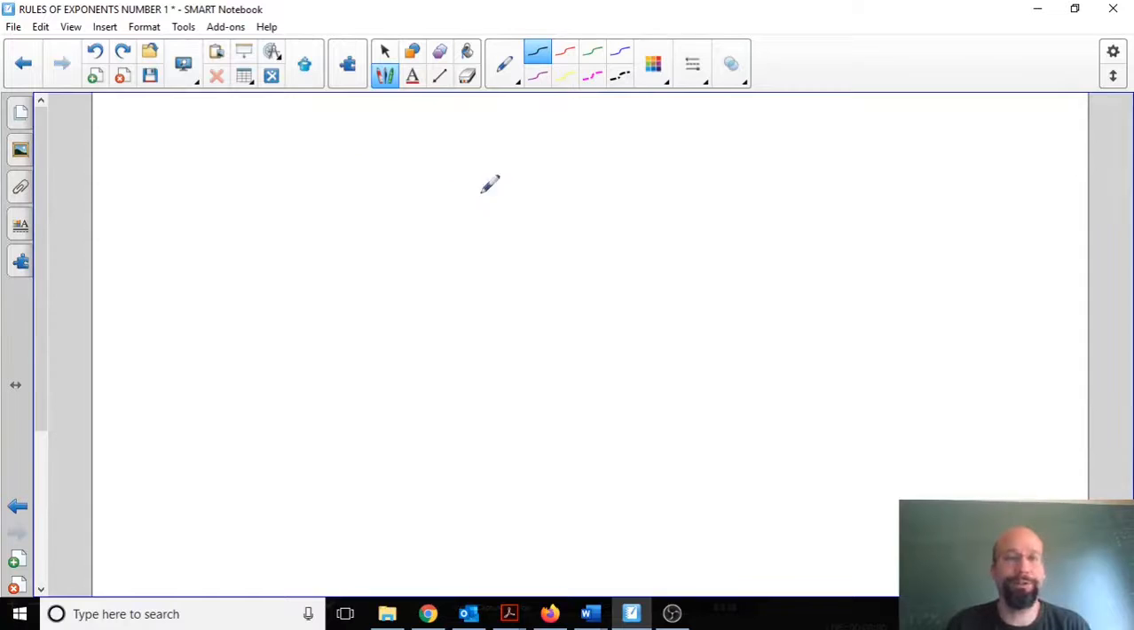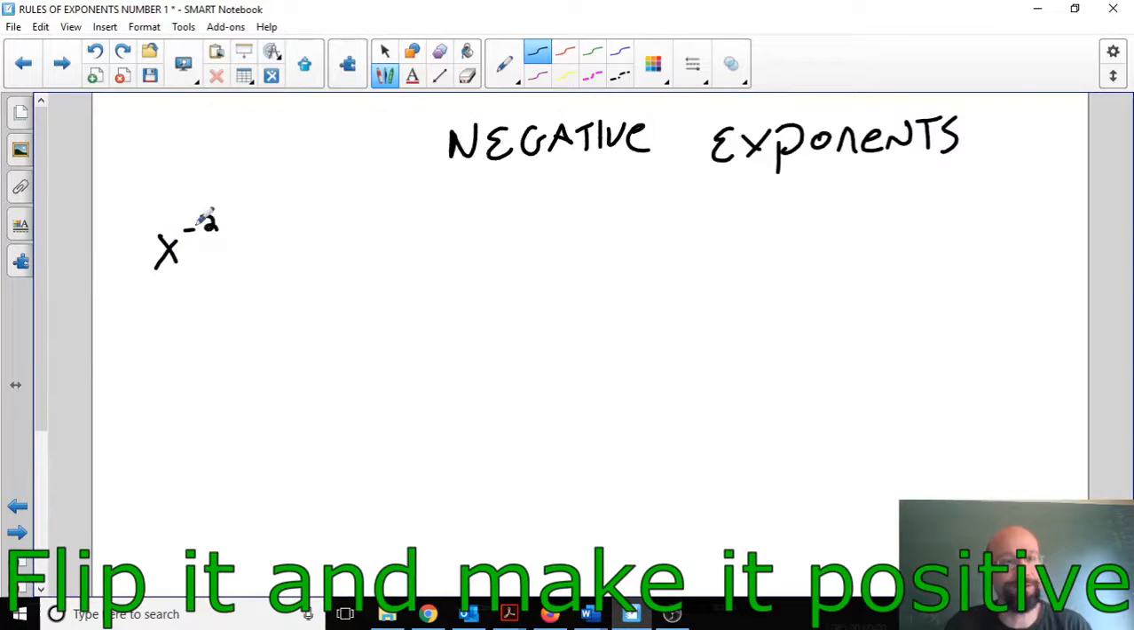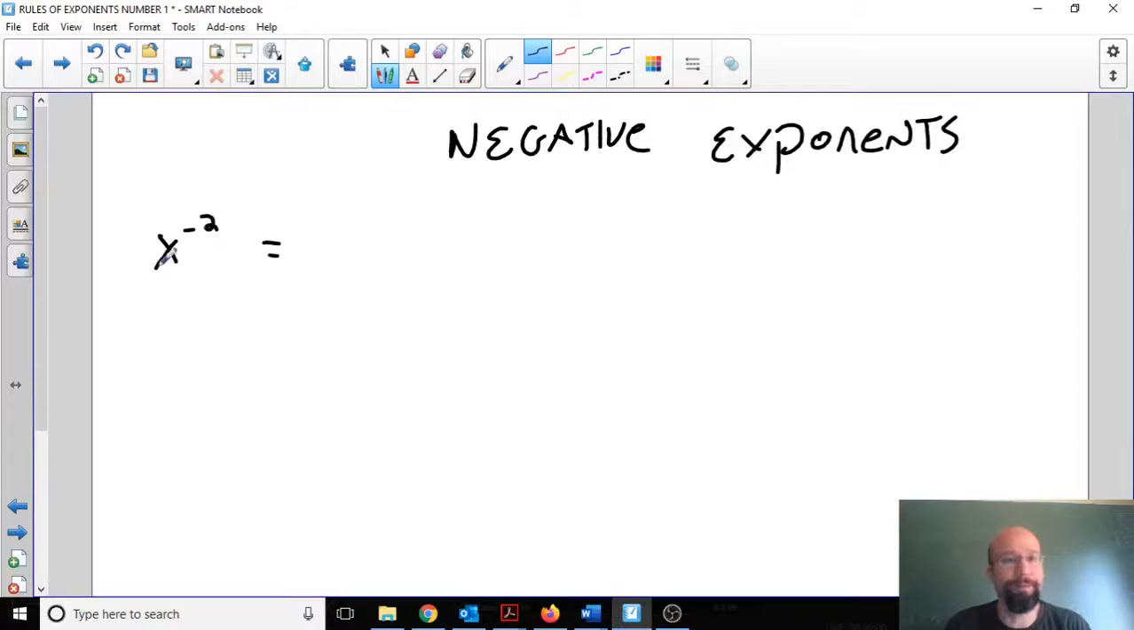The next rule we're going to do is negative exponents. Whenever you have a negative exponent, you have to change it. You cannot have a negative exponent, so you flip it. In this case, this is x to the negative 2. The number underneath is this imaginary 1. In order to make this exponent positive, you have to move it to the bottom. It's x to the negative 2. To make it positive, it would be 1 over x to the 2. You change it and it becomes positive.